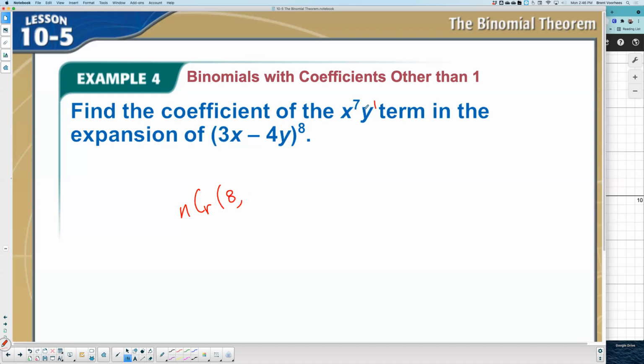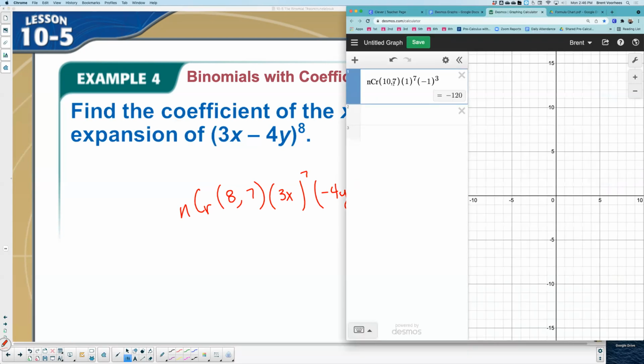What's your R value? Nope. It's either 7 or 1. We can go with 7. Okay, what's the odds of winning? 3x. And we'll explain what that means starting with the next problem. 3x, and we're winning how many times? 7. And then my odds of losing? Negative 4y, and we're losing 1 time. You would type that in the calculator, again without the x and the y, and you'd have your solution here.